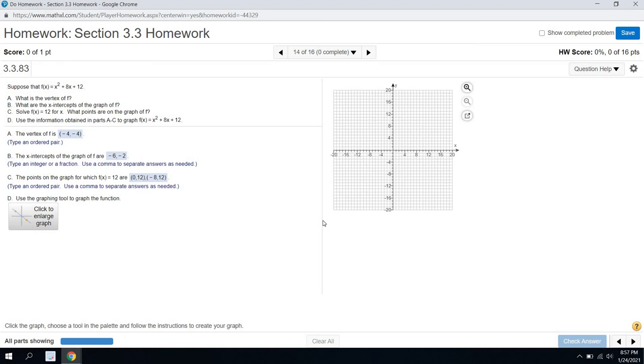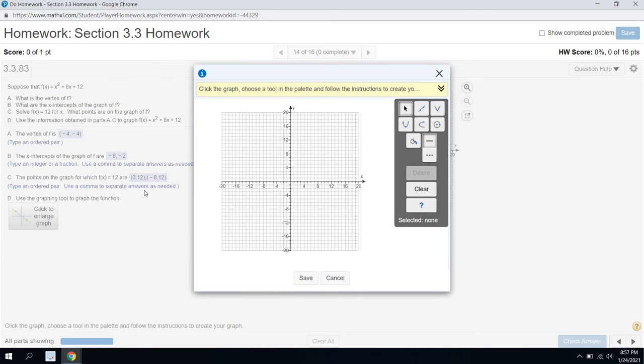So here's the whole reason why I wanted to make this video. I want to make sure that you can use this tool. And so we're going to click on this and see what we get. Some are easier than others, but remember what we need. We need a vertex of (-4, -4). So look as I go on here. We're going to be graphing an upward facing parabola. So we've got to select that first.